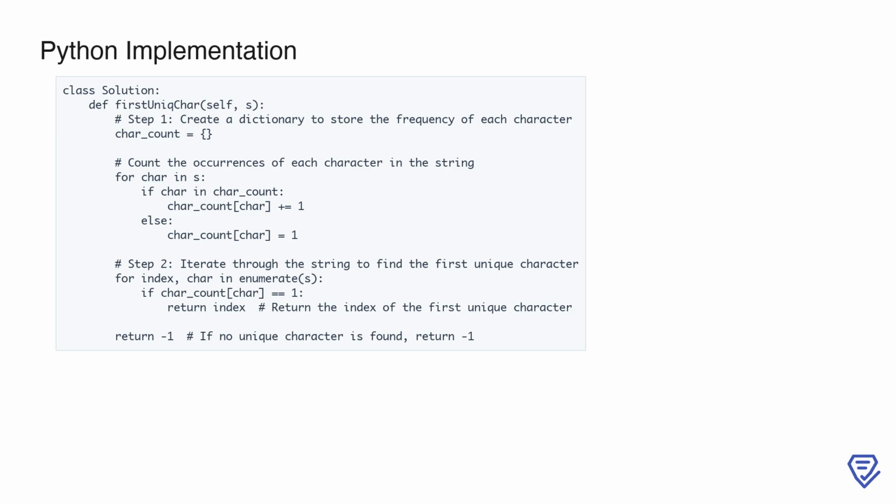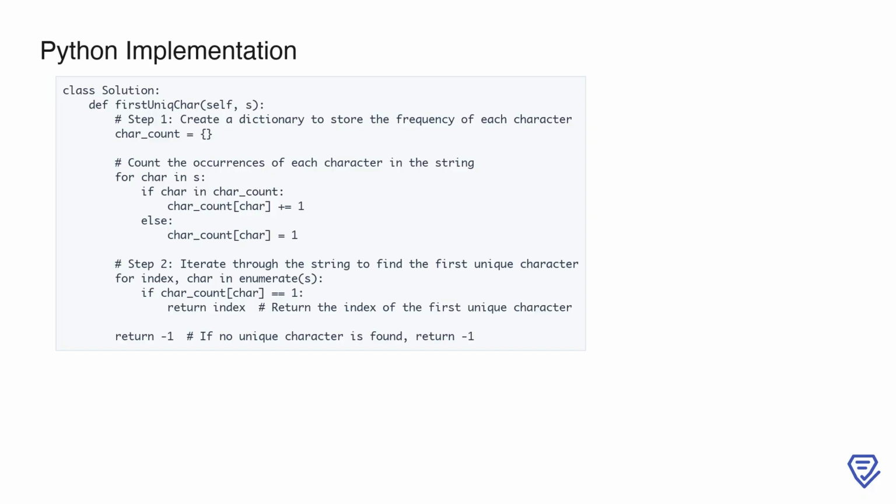This step has a time complexity of O(n), where n is the length of the string. Second, we iterate through the string again, but this time we check the count of each character in the dictionary. If a character has a count of 1, it means it's unique, and we return its index. This ensures that we find the first unique character in the order of appearance. This step also has a time complexity of O(n). If no unique character is found after traversing the string, we return -1 as specified in the problem statement.